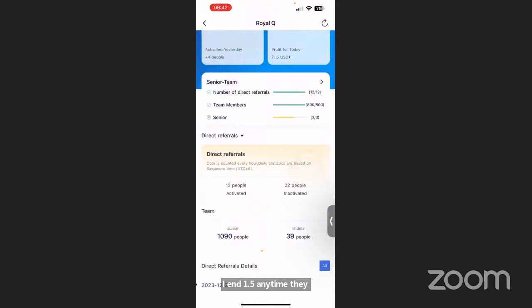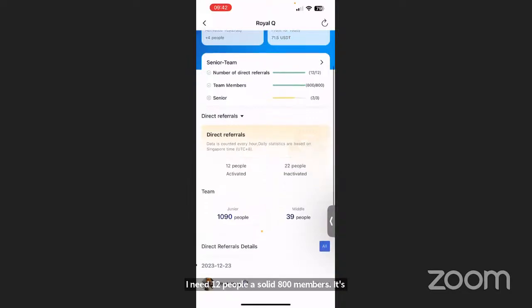So you see the number of direct referrals I need for the next rank, which is the team. Is it team broker or team partner or whatever? I need 12 people. It's solid. 800 members is already checked. I need one senior broker to actually get to that rank.